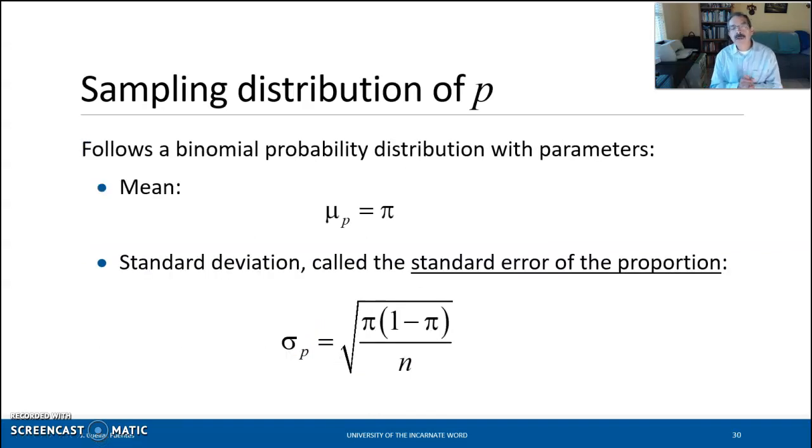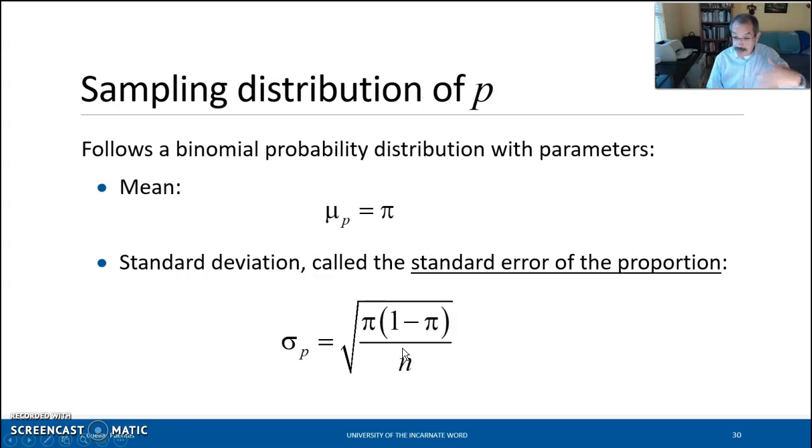All right, so what is the sampling distribution of the sample proportion? Well, we know it follows a binomial probability distribution with the mean equal to pi and the standard deviation equal to the square root of pi times 1 minus pi divided by the sample size. So now here we have the two key characteristics of the sampling distribution of the proportion: its mean and its standard deviation.